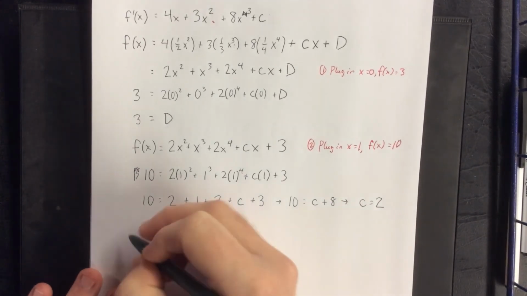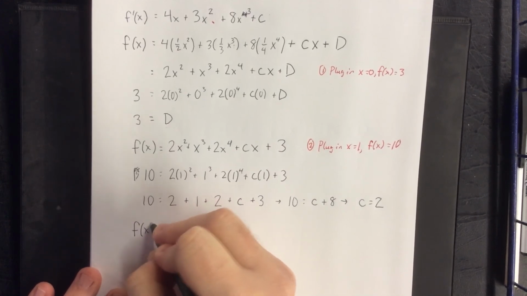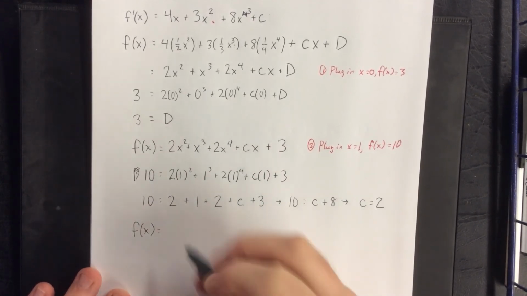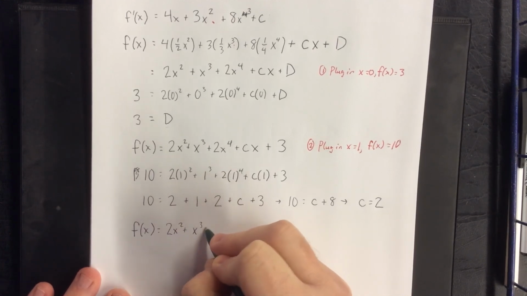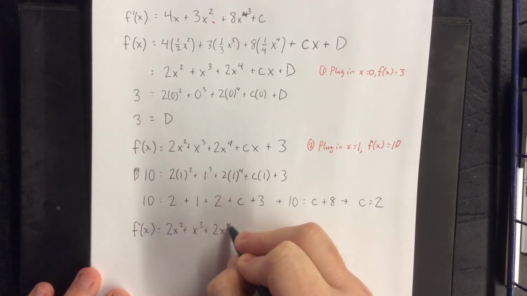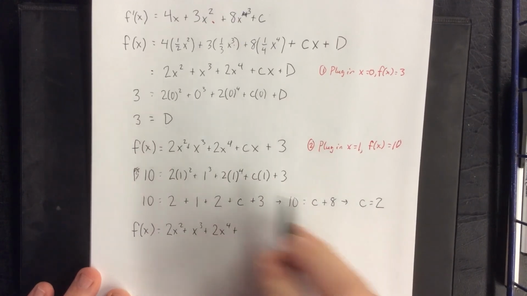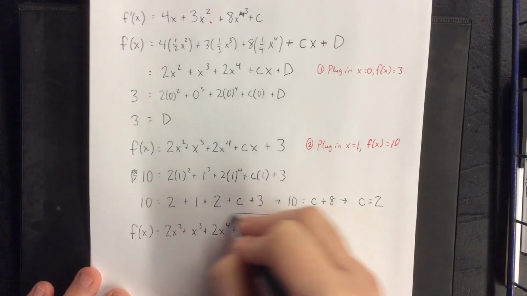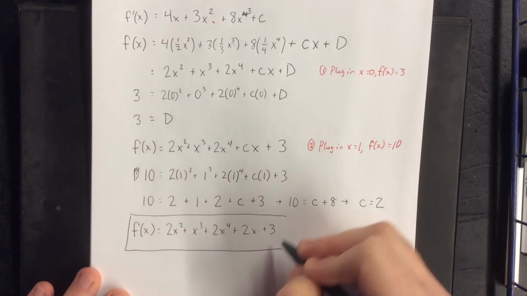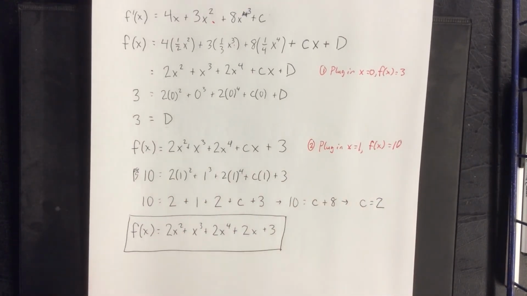So final answer for this function is going to be f of x is equal to, recopy the function one more time, 2x squared plus x cubed plus 2x to the fourth plus cx is now 2x and plus d is now plus 3. That will be our final answer for this function. Wow, good stuff.